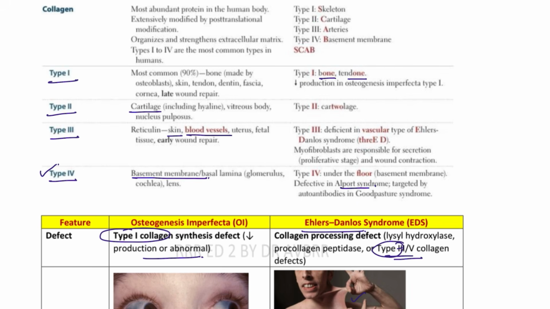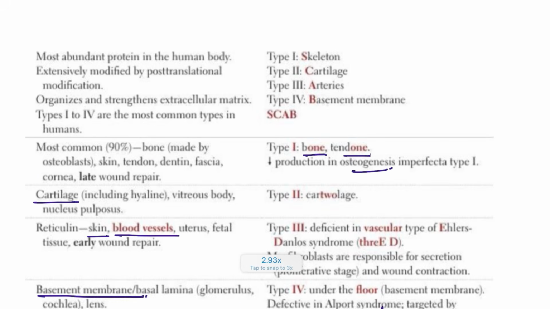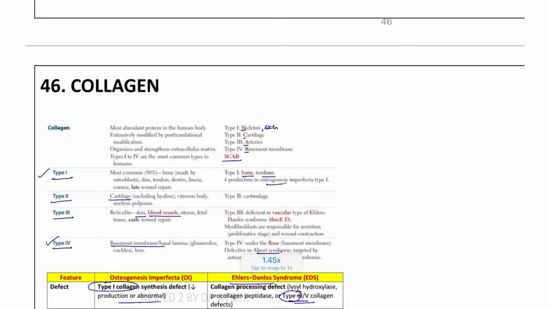Next, osteogenesis imperfecta is a type 1 defect that we can see. How can you remember? Remember with the mnemonic SCAB. Type 1 is seen in skeleton and bones and also skin abundantly, C for cartilage, A for arteries, B for basement membrane.